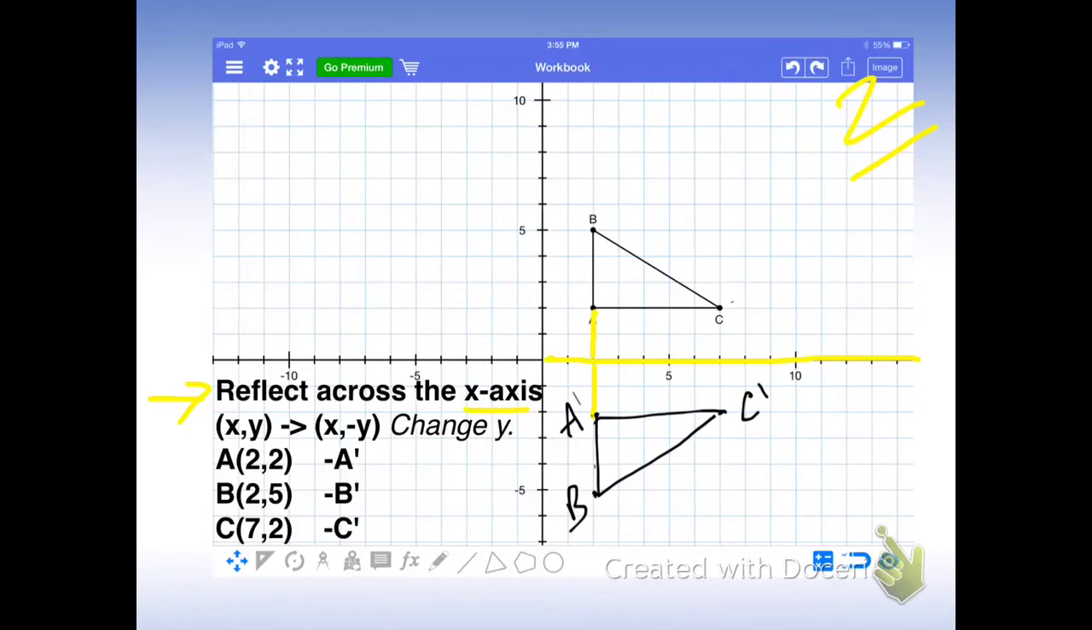However, if you have a list of points like we have here, it's not necessary to create that picture if you know this rule. All you have to do is change the sign of the y. So instead of being 2, 2, it's 2, -2 for A prime. Same thing with B, it's 2, -5, and C is 7, -2. Again, the general rule is just change the sign of your y.